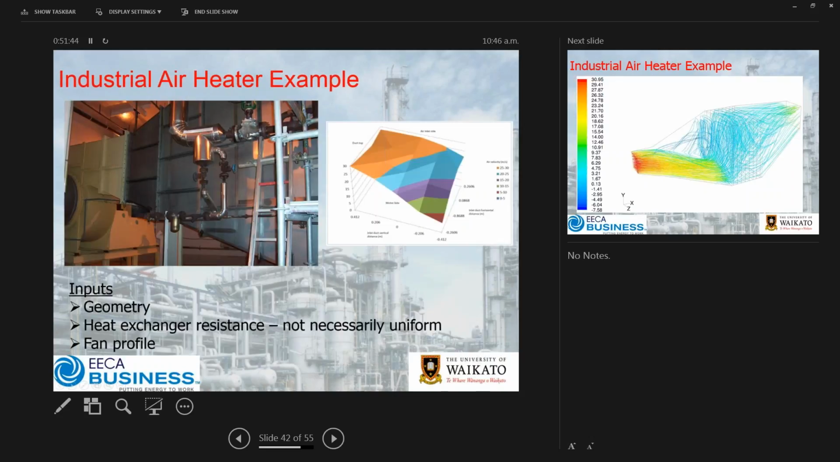drying process. Now, what's interesting here is a close-up of a particular fan. Here's the air heater, and so your steam coils are sitting here and behind where this picture is.